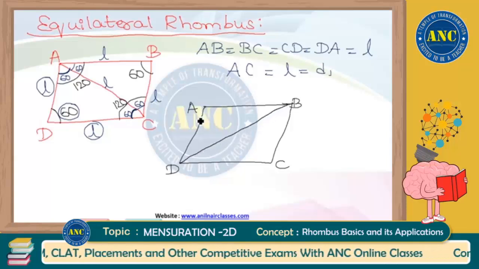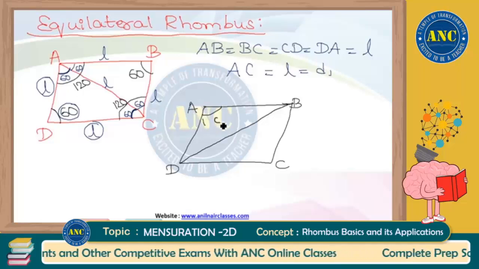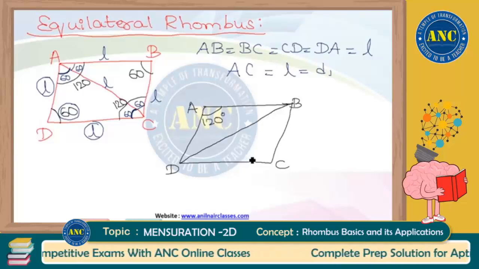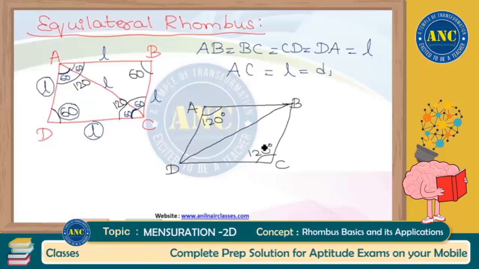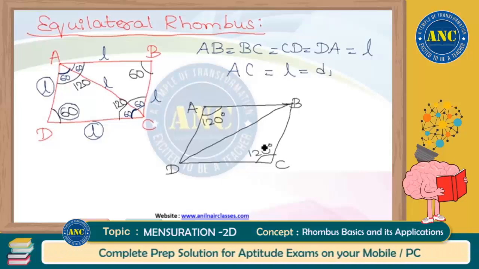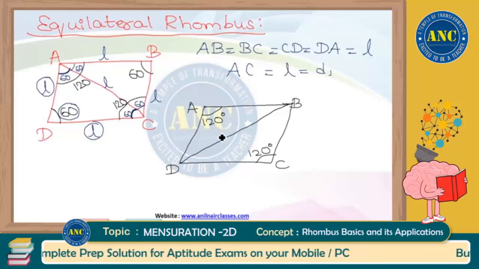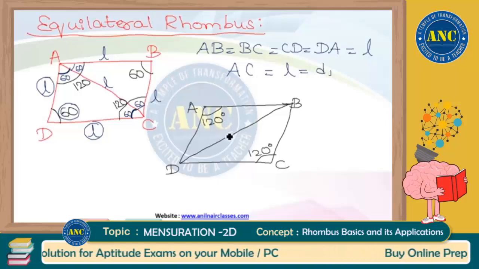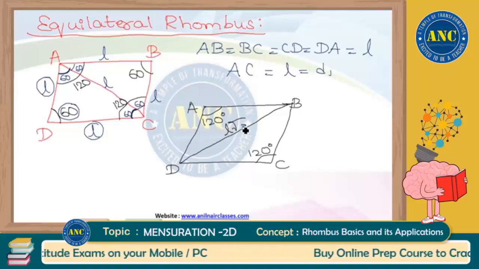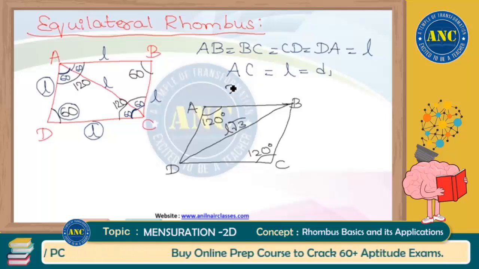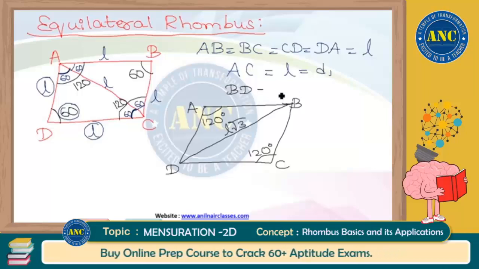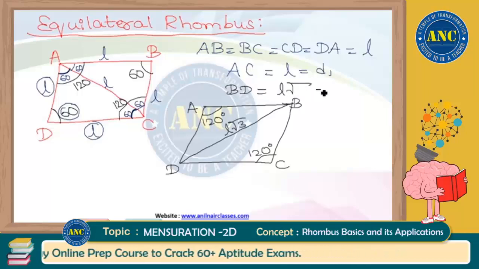Now, can I say that this is 120 degrees totally. This also will be 120 degrees, right? This also will be 120 degrees. Now, if I use a similar explanation, this will become L root 3. You can prove it also, but as of now it is not required. That means the other diagonal BD will be equal to L root 3, which is my second diagonal.